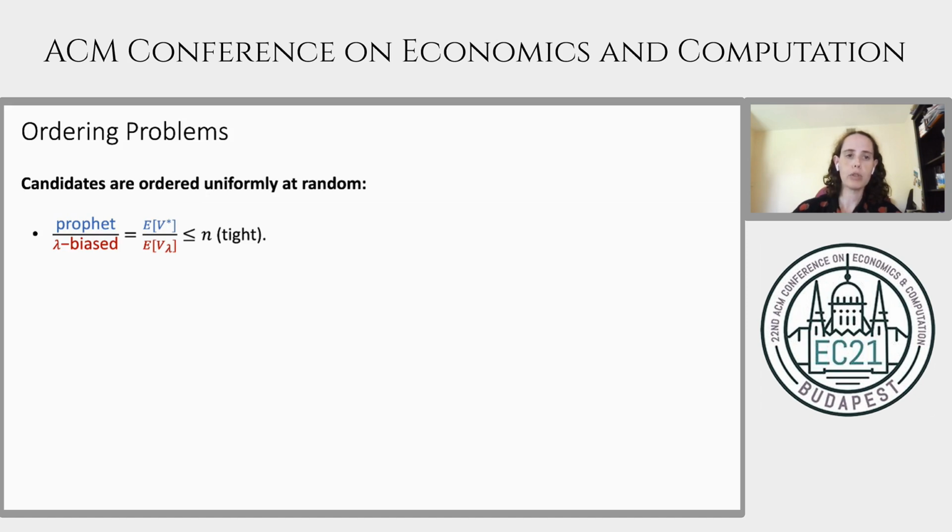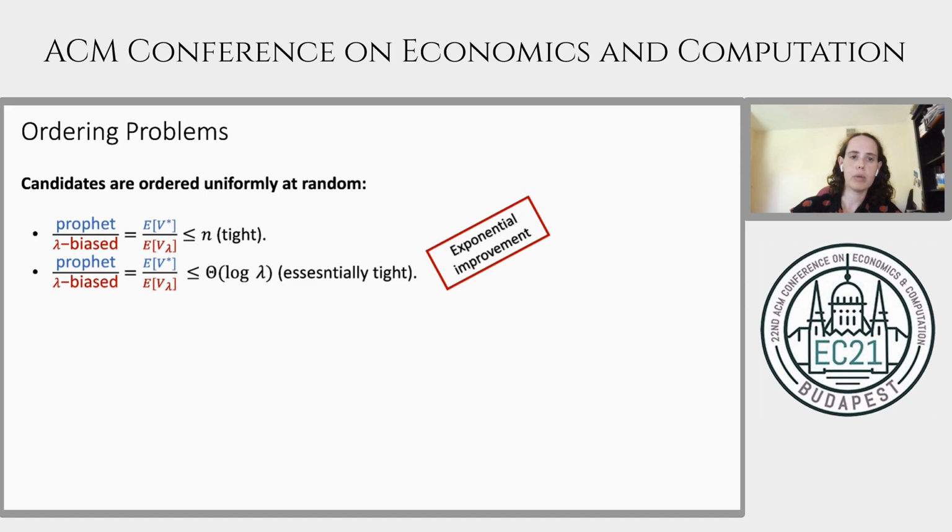For the upper bound, we consider the strategy of always accepting the first candidate, and our lower bound construction requires lambda to be quite large, so it needs to be exponential in n. And in fact, as we show, this dependency is required, since we also get a bound of log lambda, and this bound is also essentially tight. Now, the latter bound is an exponential improvement over the bound of lambda plus 2 we previously had.